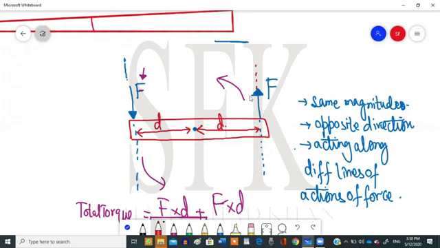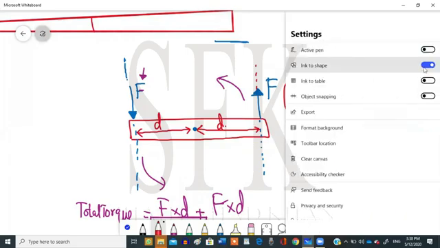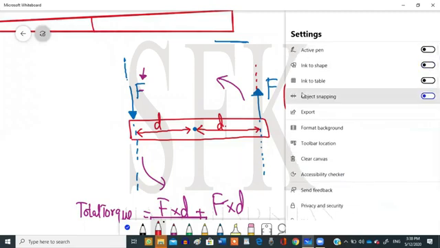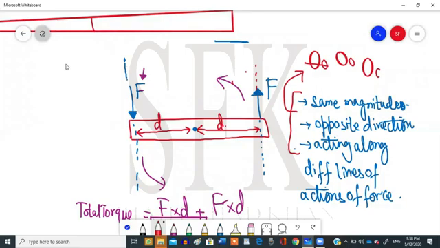They are different. So any two forces which have all these three properties are called coupled forces.